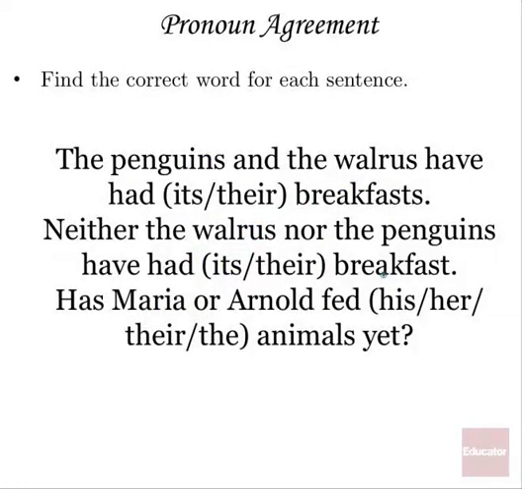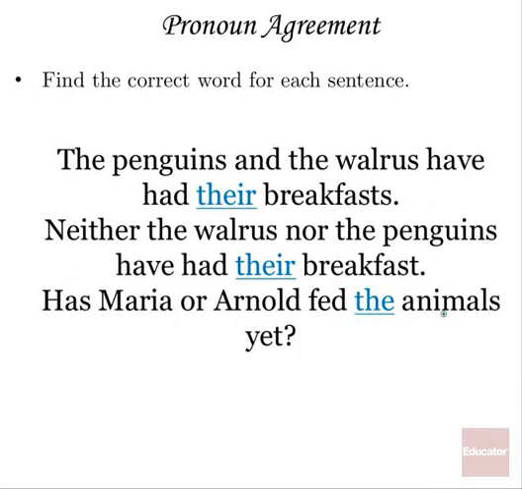All right, see if you can find the correct word for each sentence. The penguins and the walrus have had either its or their breakfasts. Neither the walrus nor the penguins have had its or their breakfast. Has Maria or Arnold fed his, her, their, or the animals yet? Take a good look. Pause the video if you need to.